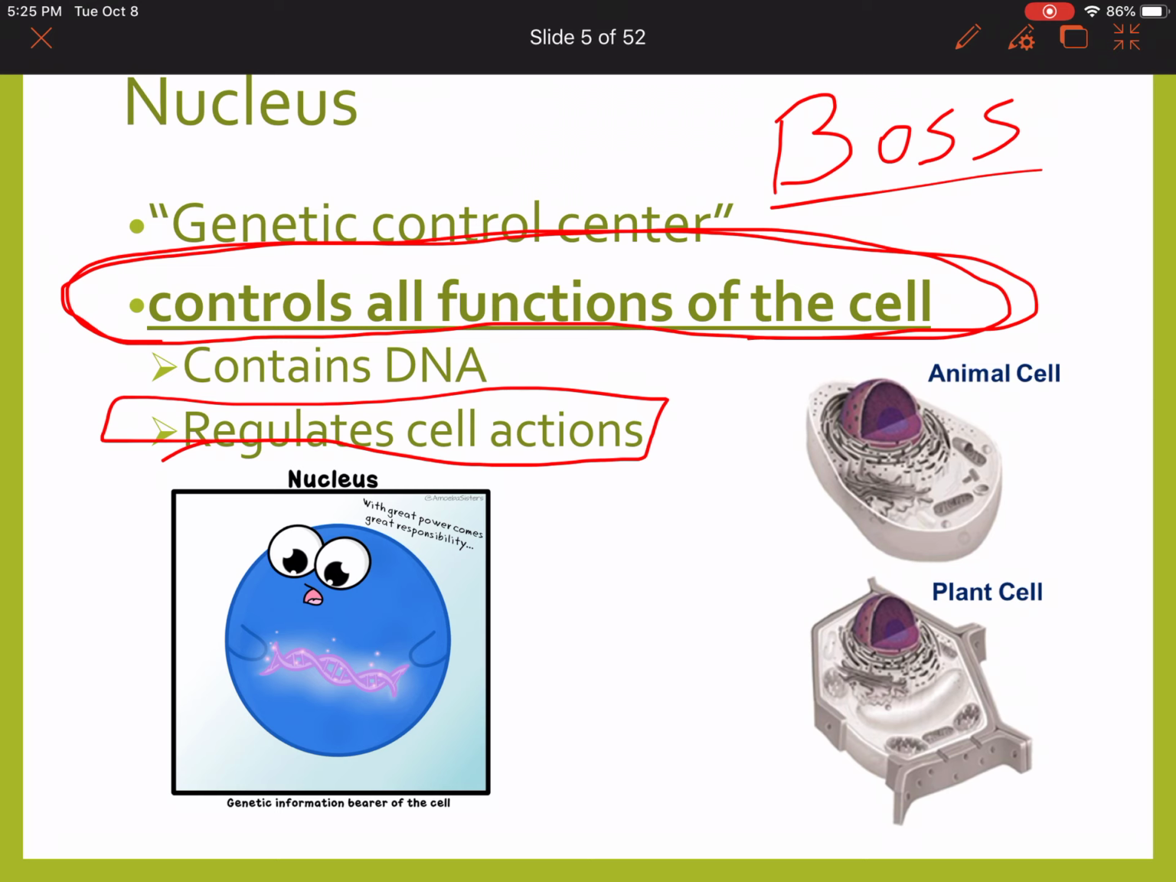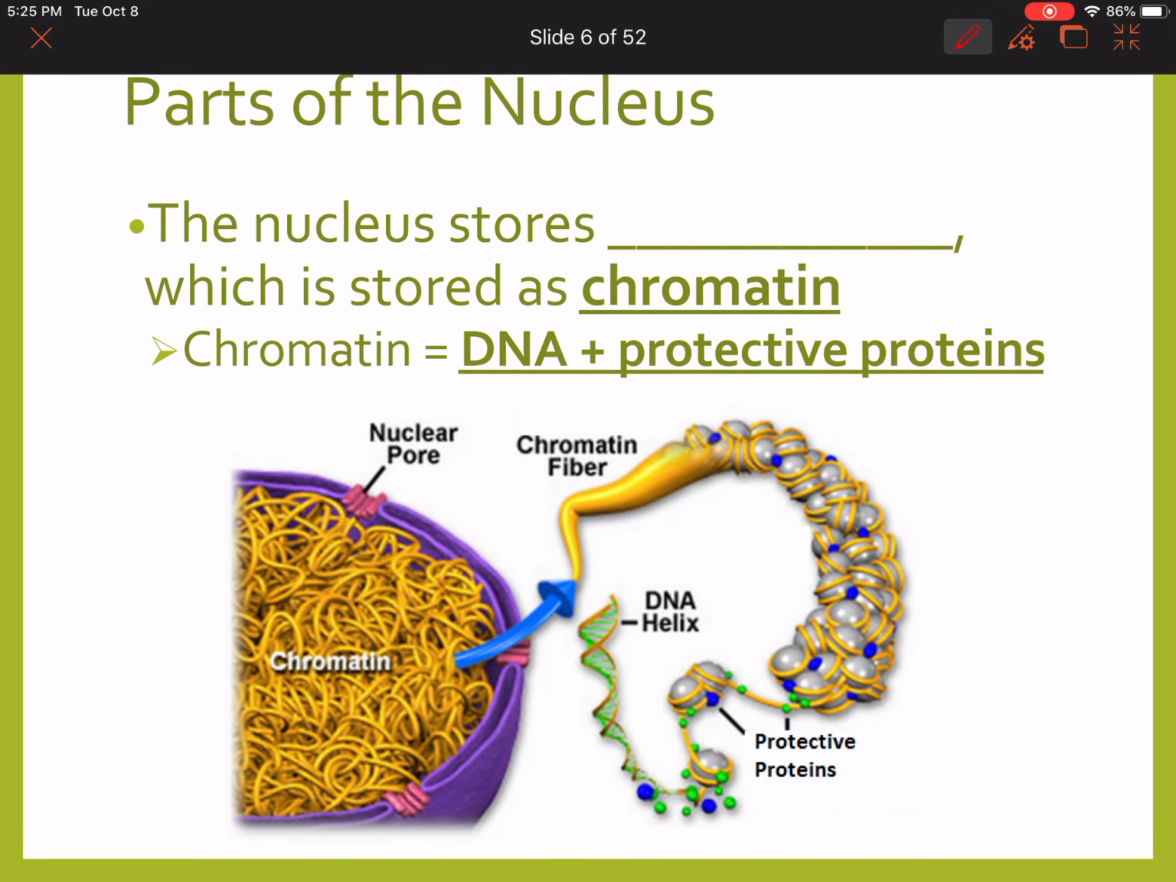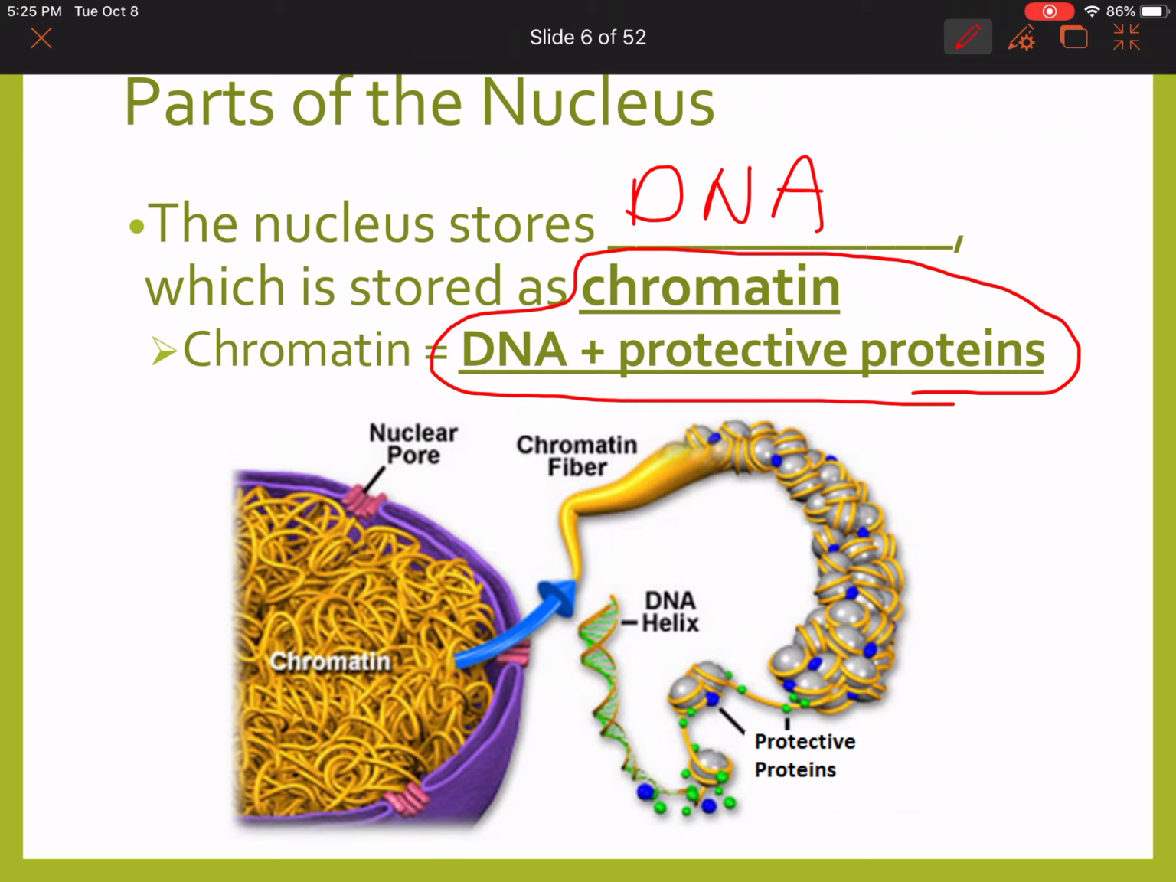Okay? Most important fact about the nucleus is that it contains the rather famous molecule DNA. But that DNA is stored in kind of a unique way. It's stored as chromatin. Chromatin is a mix of DNA plus protective proteins. The nucleus has to protect the DNA because if your DNA gets altered, that's a genetic mutation. Genetic mutations lead to genetic diseases. Genetic diseases lead to death. Kind of bad. So we protect the DNA so that nobody dies.